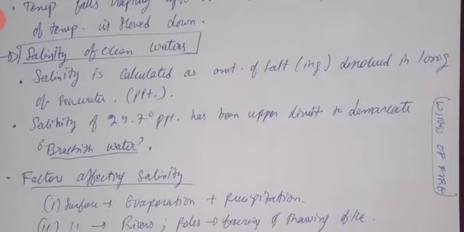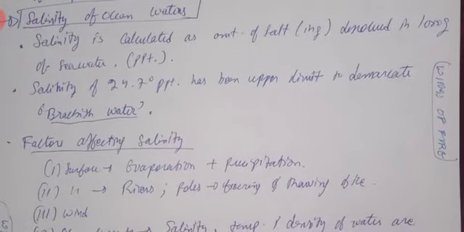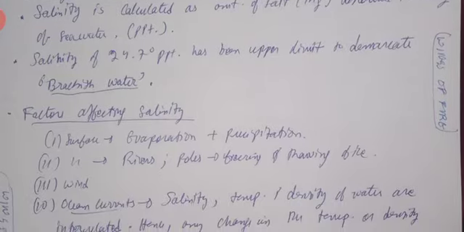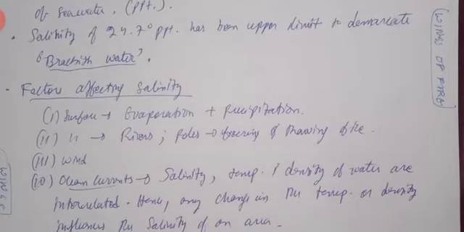The next point is salinity of ocean waters. Salinity is calculated as the amount of salt in grams dissolved in 1000 grams of seawater. A salinity of 24.7 parts per thousand (ppt) is the upper limit to demarcate brackish water. So what is the upper limit of brackish water? 24.7 parts per thousand.